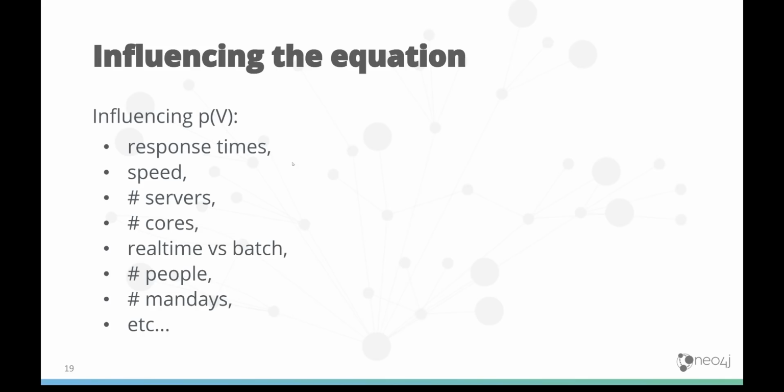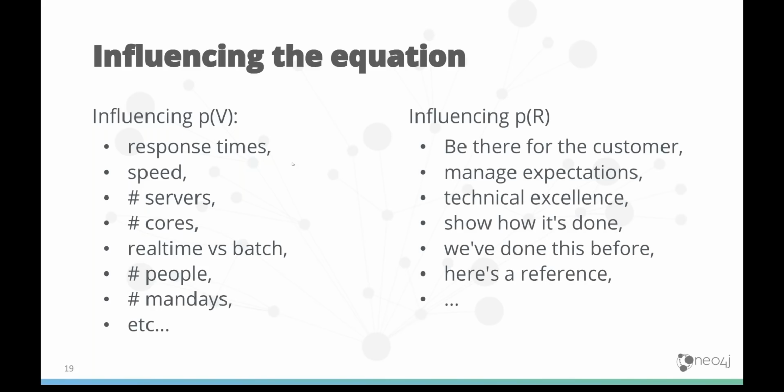Lots of different possibilities. But we need to look for quantitative data around response times, around speed, around the number of servers that we need, the number of cores that we need, the number of people that are going to be involved, the number of man days that we spend on a project, all of these things, but make it quantitative. By making it quantitative, we are going to influence the perception of value.